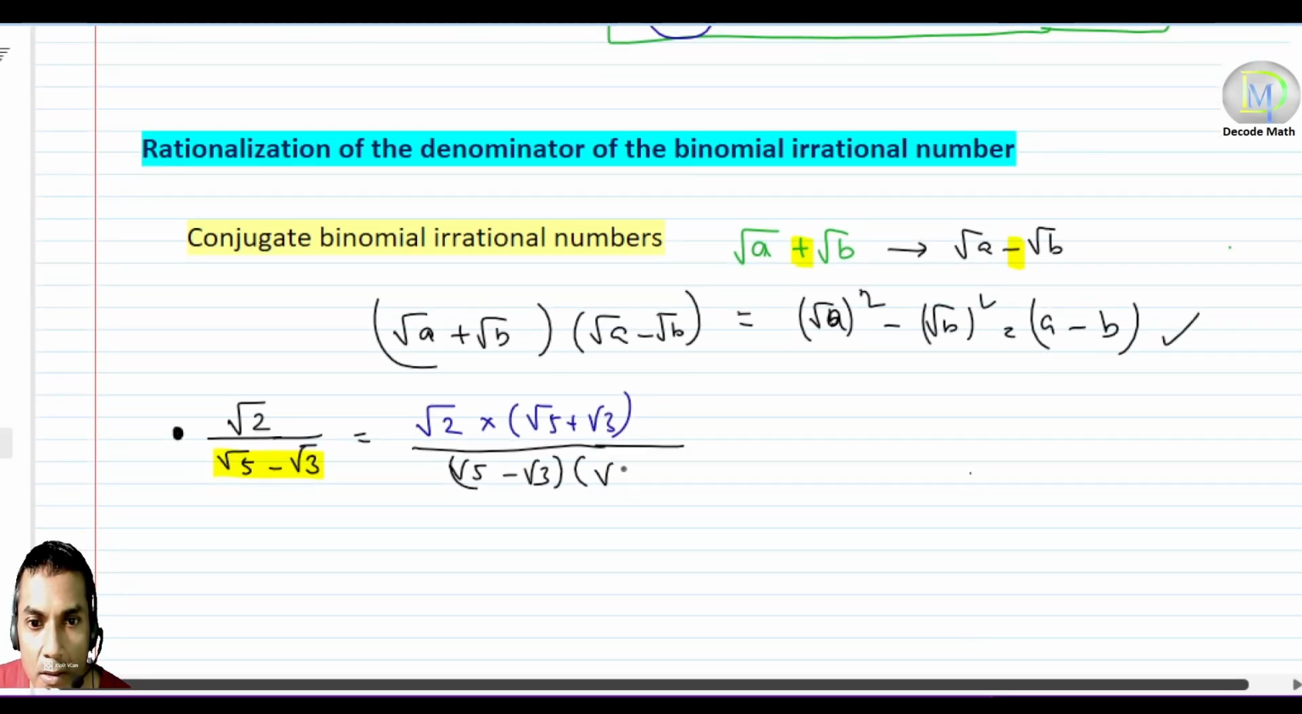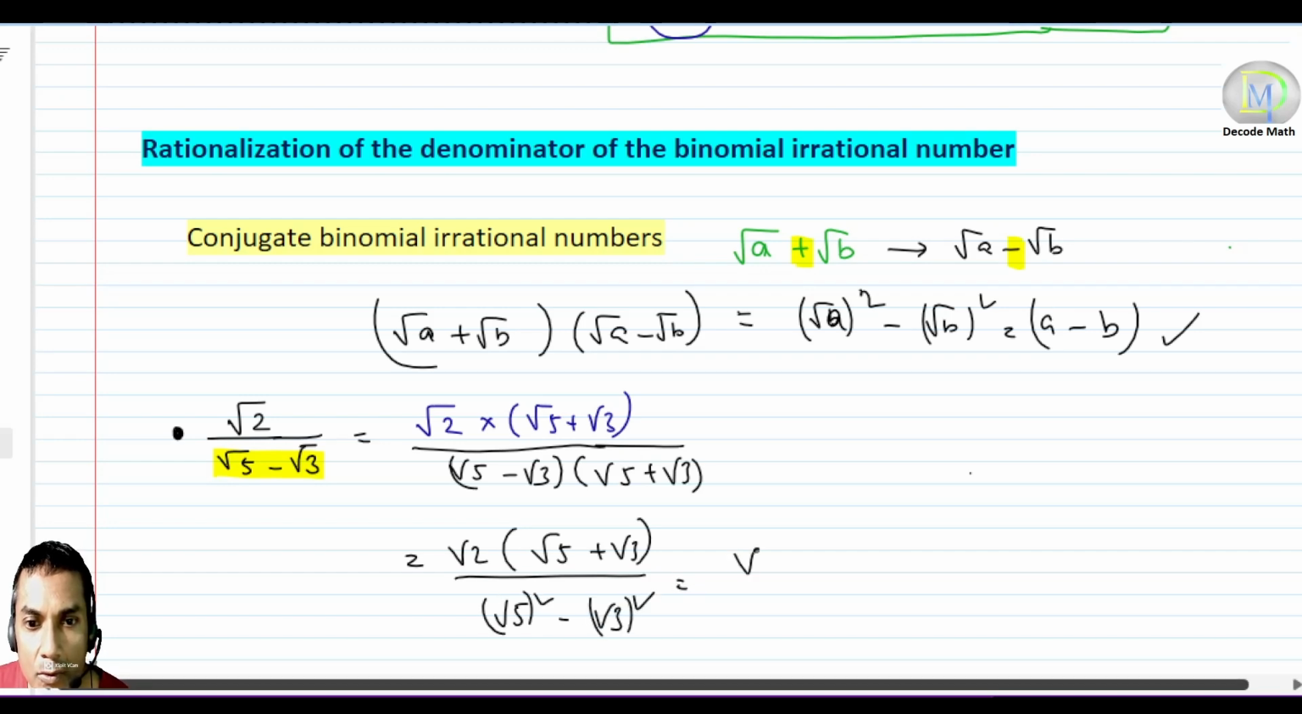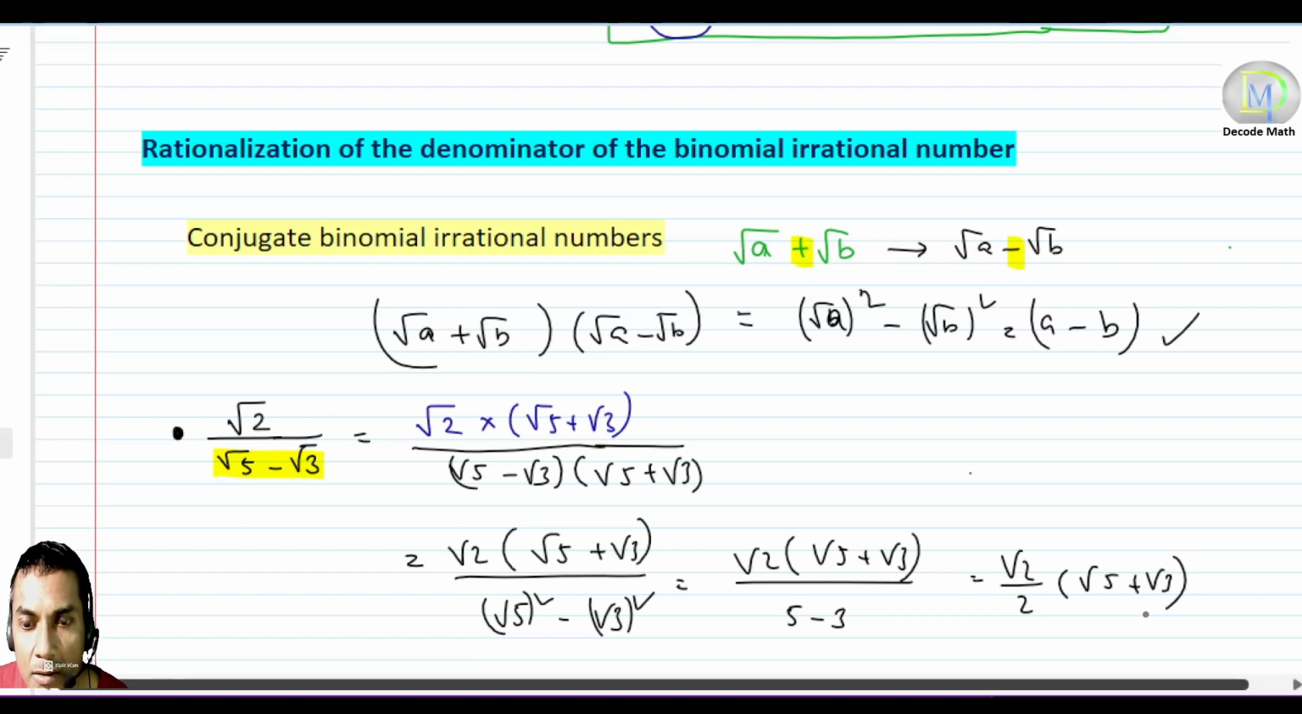So it will be root 5 plus root 3. So it will be root 2 times root 5 plus root 3, divided by what? This is root 5 square minus root 3 square. So root 2 times root 5 plus root 3 divided by 5 minus 3, so root 2 by 2 times root 5 plus root 3. This is the simplified form of the given expression by rationalizing the denominator. Clear?